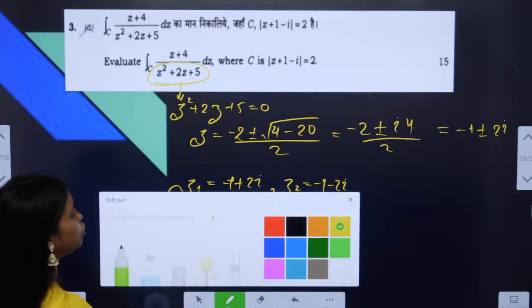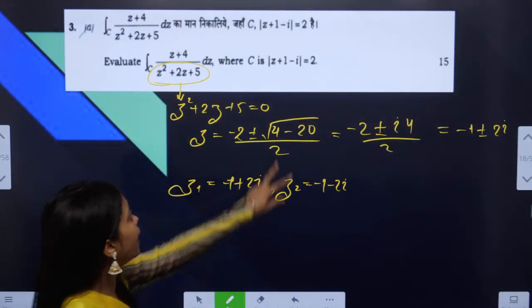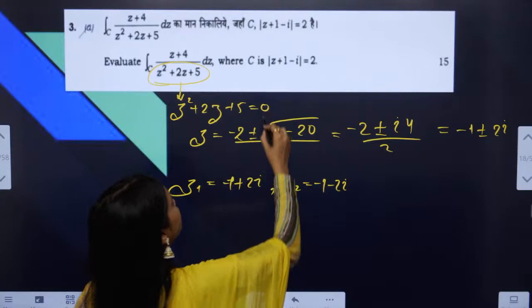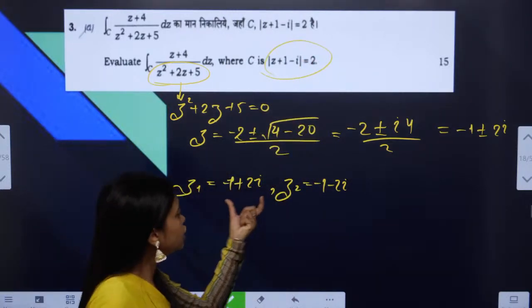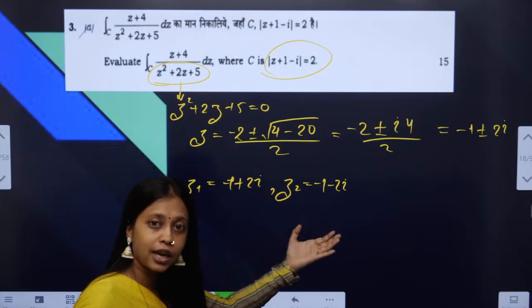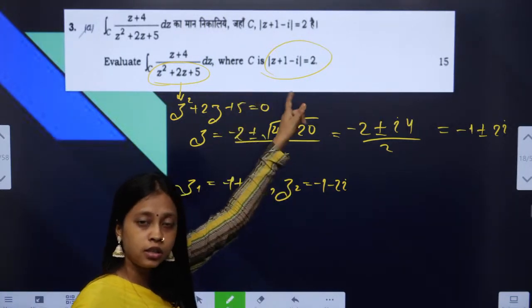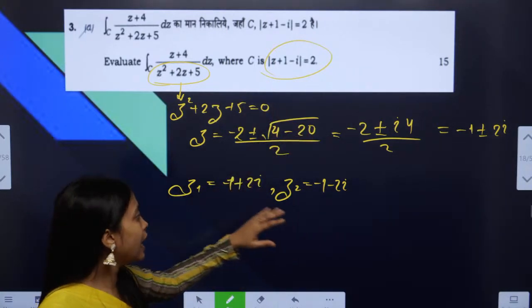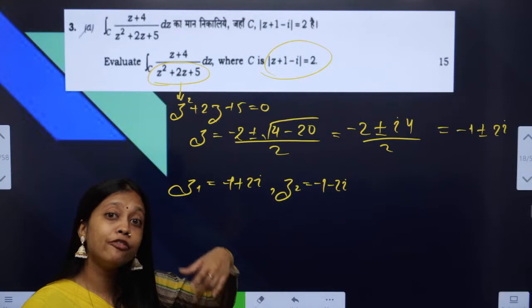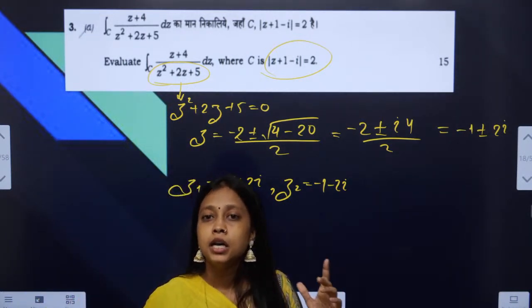So these are your two roots, and the curve C is given to me. I have to check whether these two roots lie inside the curve or not. If they do not, then I don't need to consider them. If they do, then again use the Cauchy residue theorem, right?